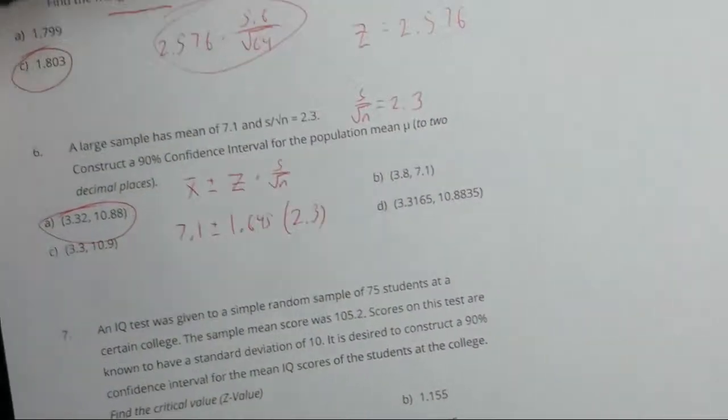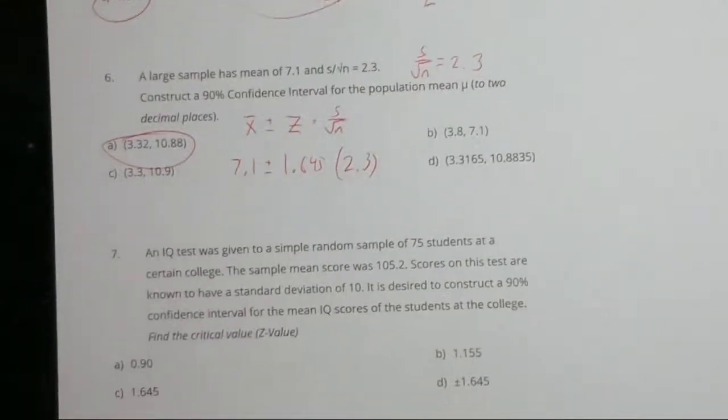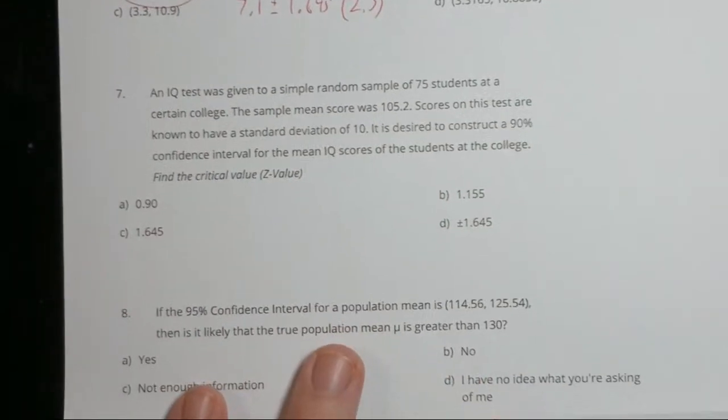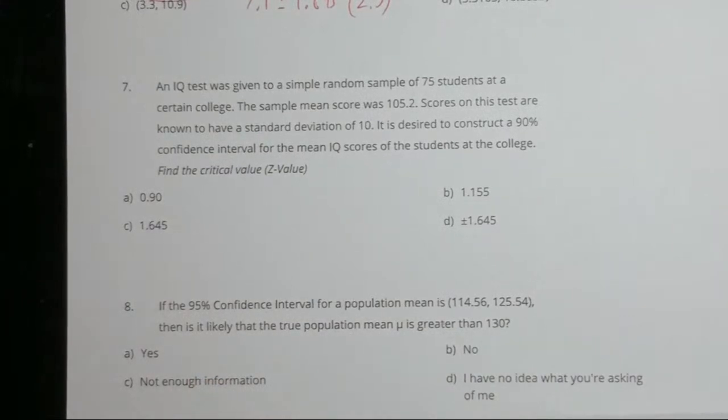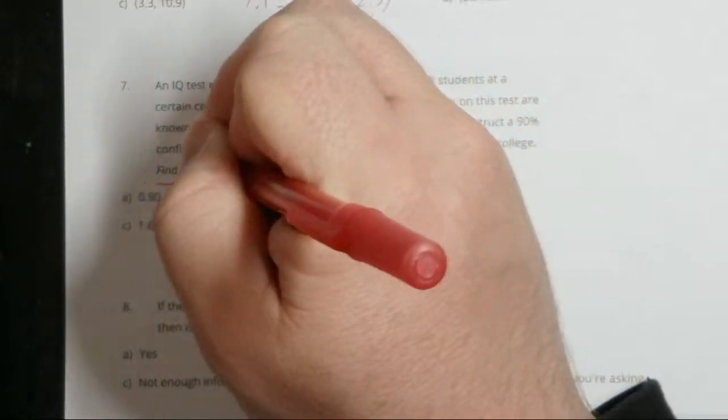Nice. Number 7. Let's see, number 7. Oh, words. When you guys see words, you tend to panic. That's okay. An IQ test was given to a simple random sample of 75 at a certain college. The sample mean was 105.2. Scores on the test are known to have a standard deviation of 10. It is desired to have a 90% confidence interval. They want the critical value. Yes, Kyle, words. This is all they want.